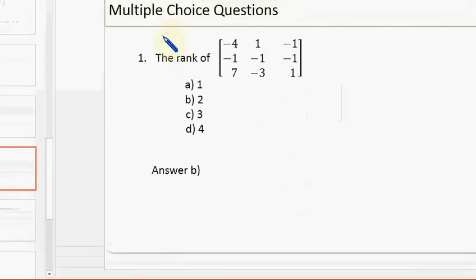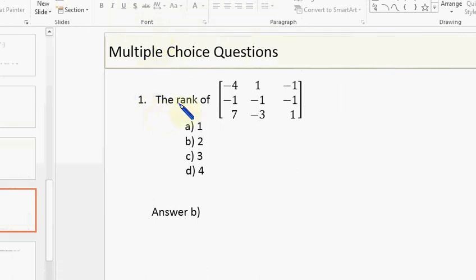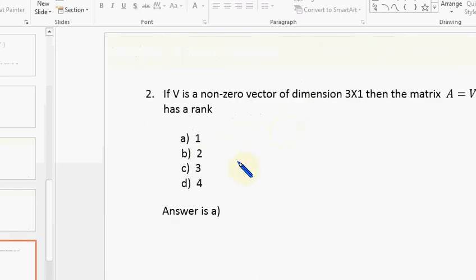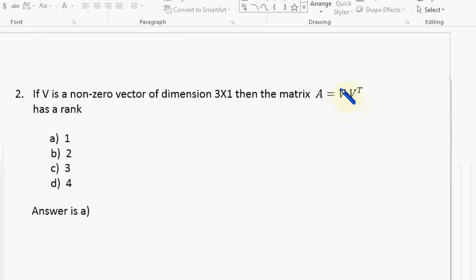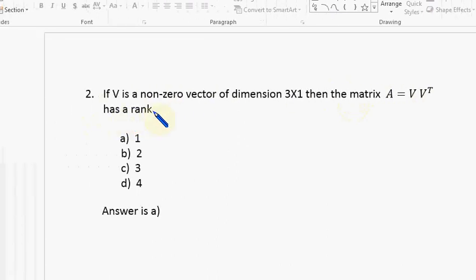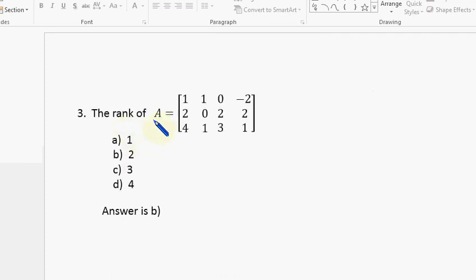Next, we can take a multiple choice question. Find the rank of the matrix. The rank of the matrix is 2, that means the last row must be 0 elements. Next, if V is a non-zero vector of dimension 3 cross 1, then the matrix A equal to V into V transpose has rank 1. Similarly, the rank of the matrix, this one is option B, 2. So the number of non-zero rows is 2 and zero rows is 1.